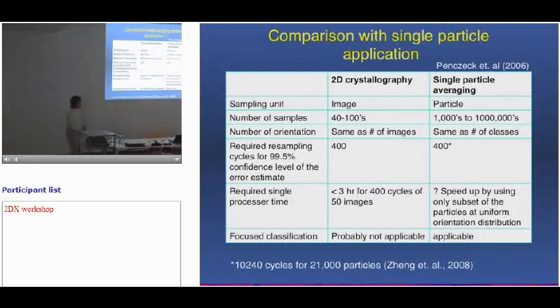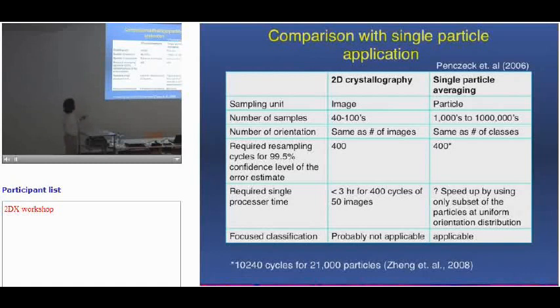So while I was compensated, we know that there are also methods developed by Pavel Penczek in single particle. I'll tell you the history of this. I'm going to make a comparison here of how it applies in 2D crystal and in single particle.